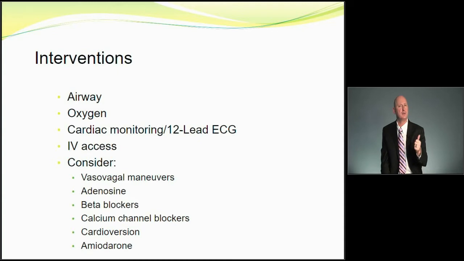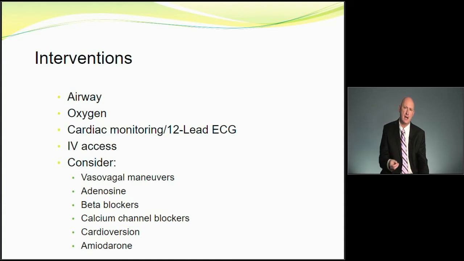So what are we going to do? First, like I said before, always remember A, B, C's: airway, breathing, and circulation. Always optimize oxygenation and ventilation. So do I have a good airway? Is my patient breathing? How's my blood pressure? Put them on some O2 if you need to because you've got a pulse ox on them. Get them on the cardiac monitor and get a 12-lead ECG. Go ahead and get IV access because some of the medicines that you may need are going to need to be given intravenously.